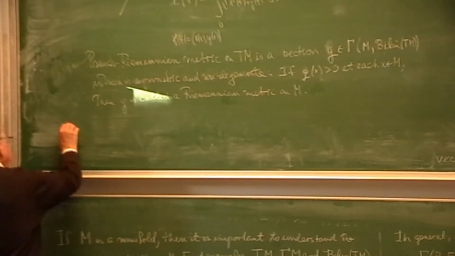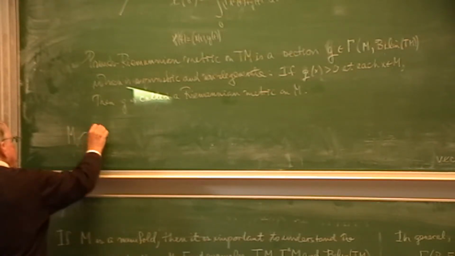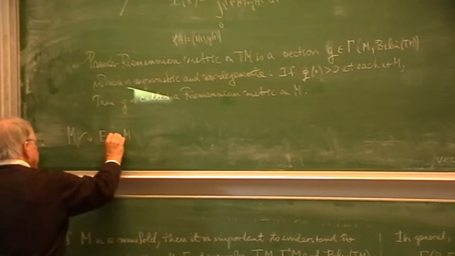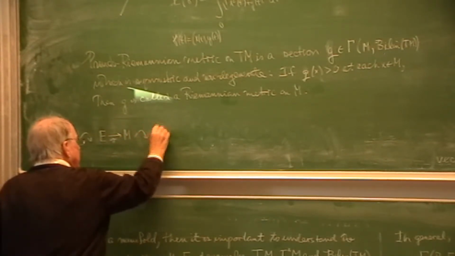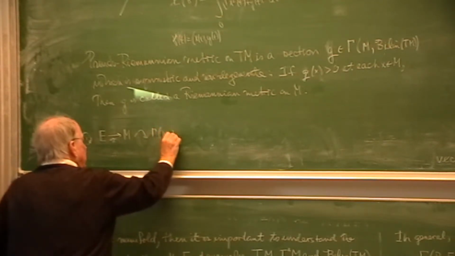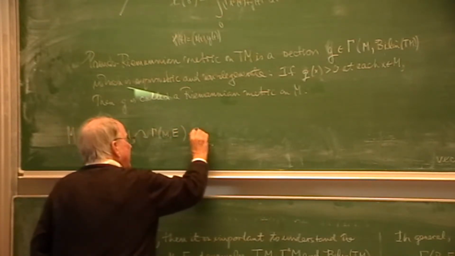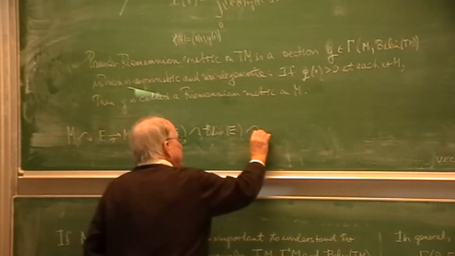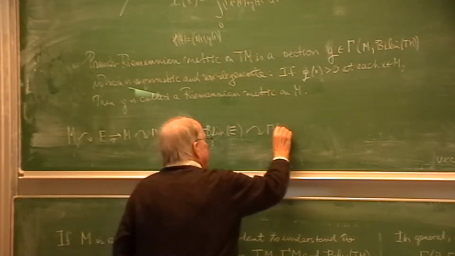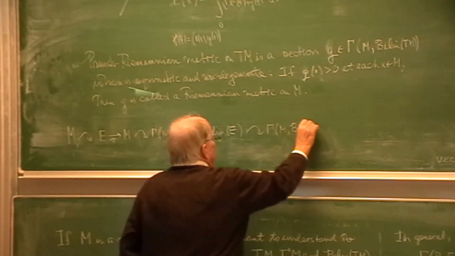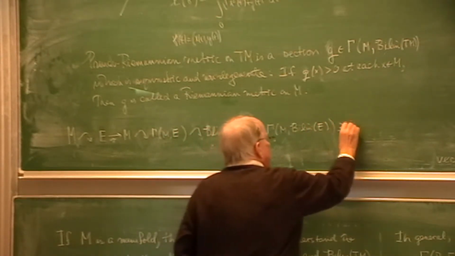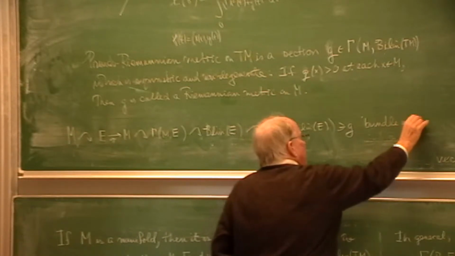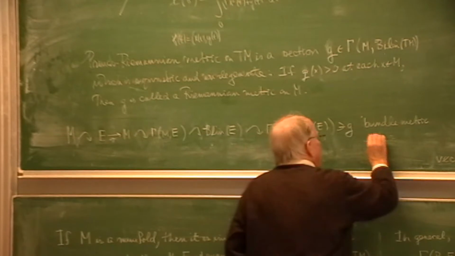So far we have M. And when we have M, we have vector bundles on M, certain important vector bundles. We have sections of these vector bundles. We have the associated bilinear form bundles, and we have sections of the bilinear form bundles. And a guy here is called a bundle metric on the bundle.